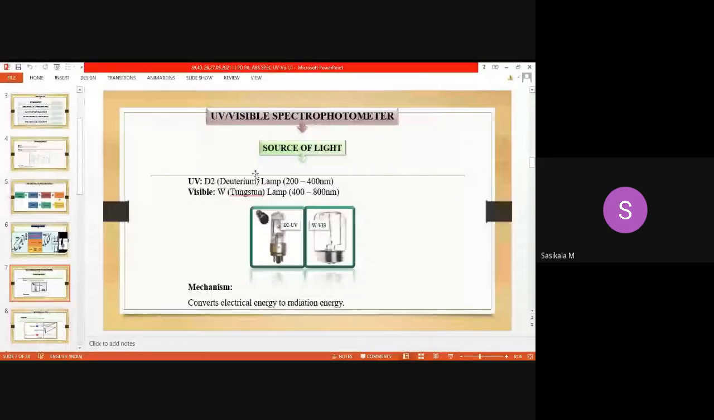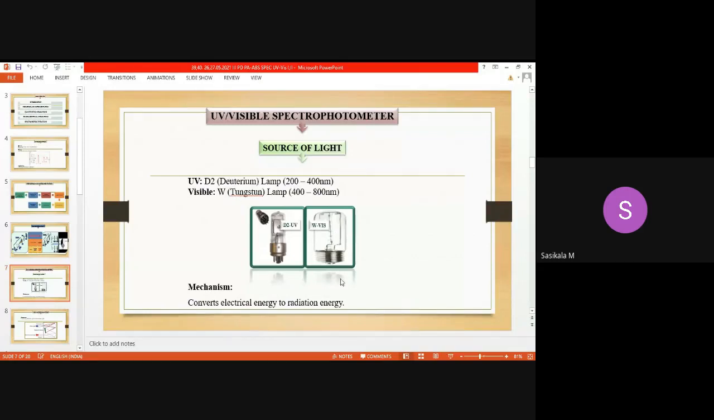So what is the source of light we'll be using for UV? D2 lamp. For visible, W lamp. If in any instrument you find D2 and W, it represents deuterium and tungsten lamp, UV and visible lamp. When you're operating a UV visible instrument or HPLC, for detection purposes, you will find D2 and W. Wherever you see D2 in an analytical instrument, it represents the UV lamp. W represents the visible lamp. So that is deuterium and tungsten.